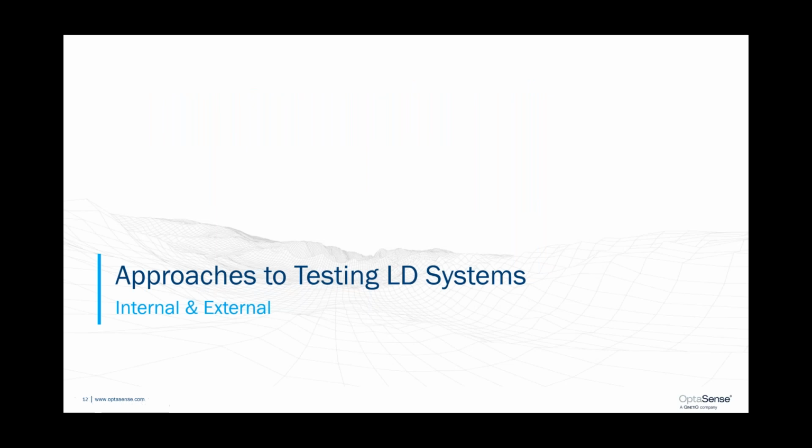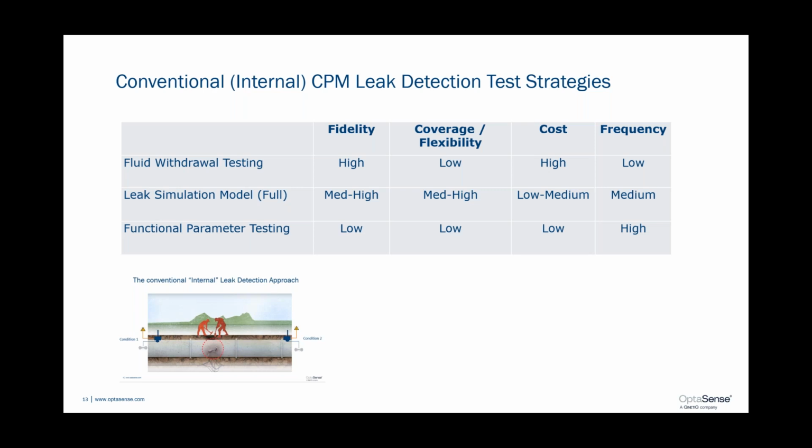Okay, so that's the background on leak detection, how we got to where we are. Let's focus now on the approaches to test that are available. So for an internal system, there are essentially 3 approaches. Doing a full fluid withdrawal test. Those are expensive. You don't do them in many places, so they're not done often.